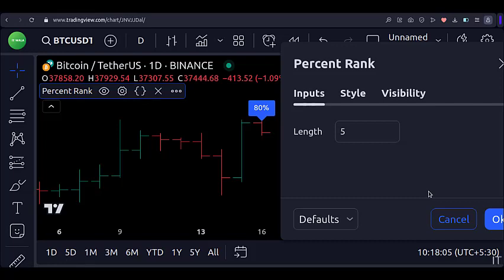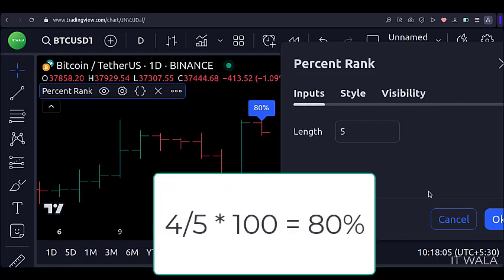So let's calculate the result manually. 4 out of 5 candles are lower than the current candle, that means 4 divided by 5, and multiplied by 100. So the result is 80%. So 80% of the previous 5 candles are lower than the current candle. And that is exactly what our %rank indicator is showing. Let's see some other examples.